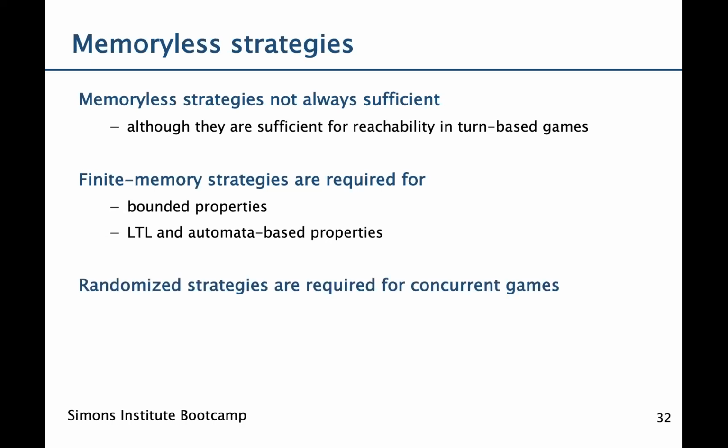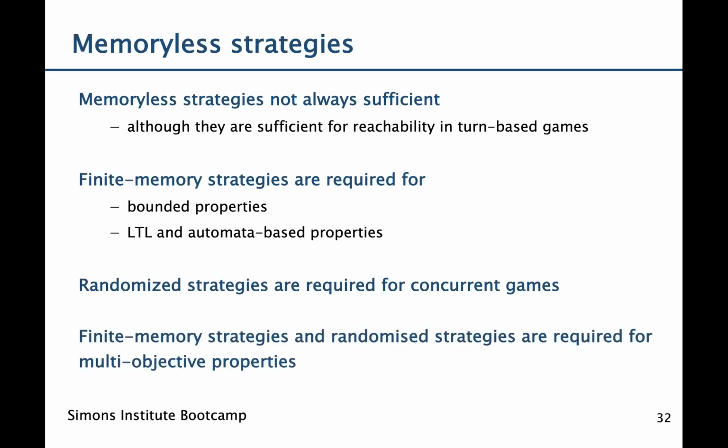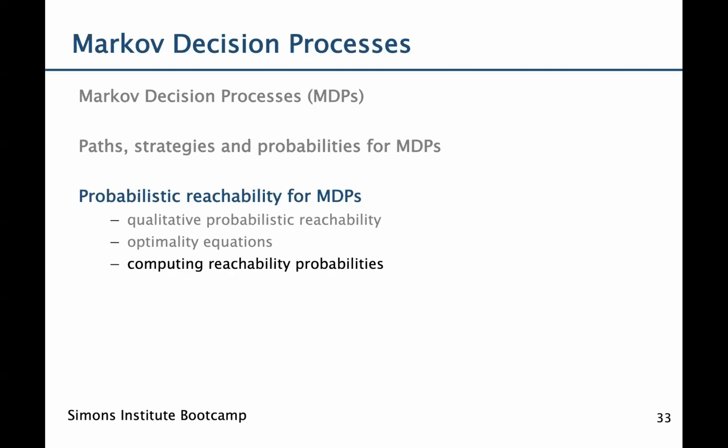We also need randomized strategies for our concurrent games, and for reachability properties, they can be memoryless, but we need them to be randomized. On the other hand, we need both finite memory strategies and randomized strategies for multi-objective properties. Okay, so let's finally get onto computing reachability probabilities, which I will cover in the final video.